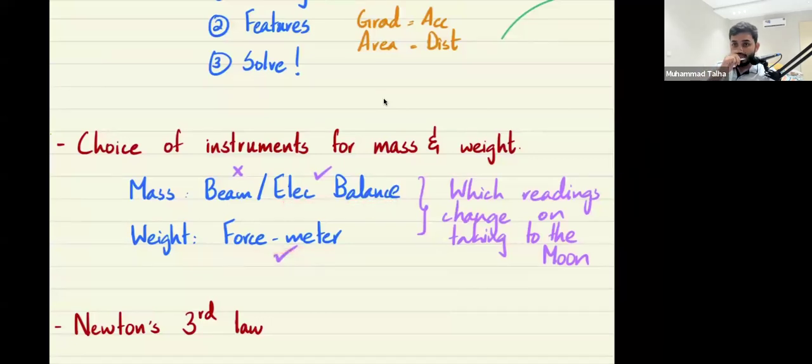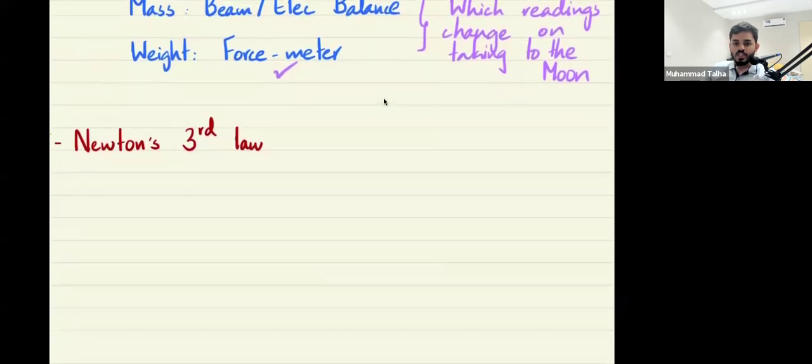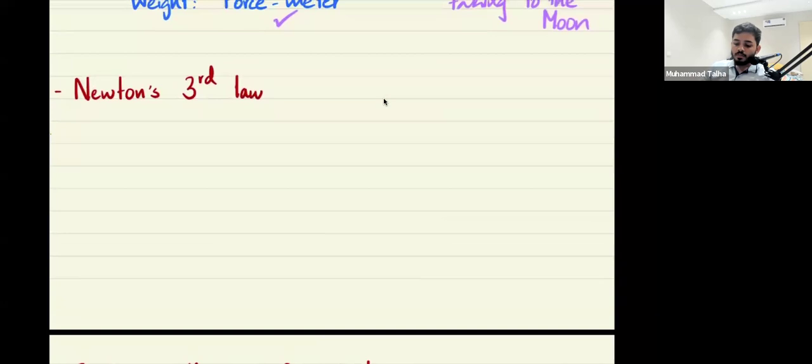And the force meter basically works on the extension of a spring. If the force is less, the extension would also be less, giving us a reading which would not be the same. Right? So cross means this does not change. This changes, this changes.